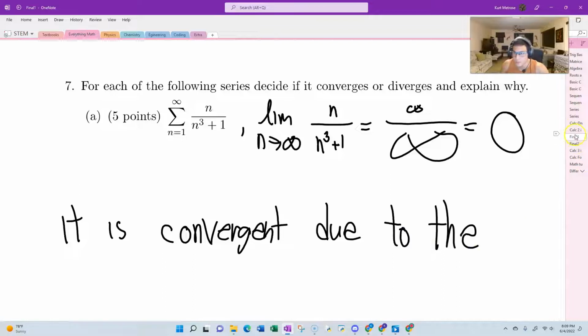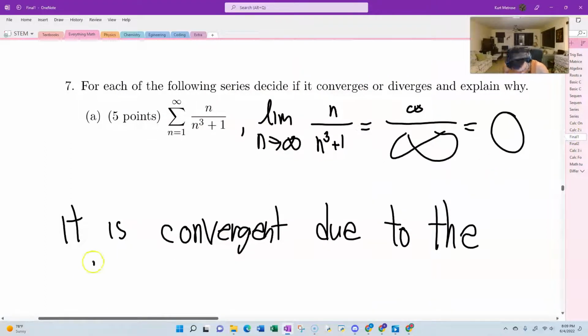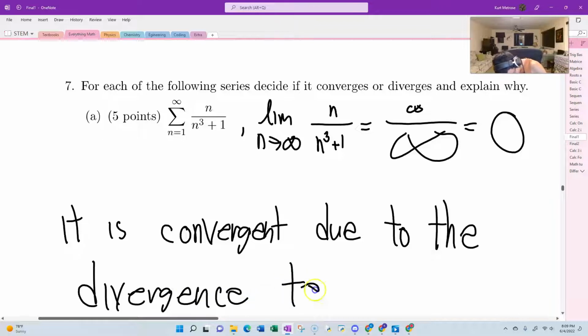And what test was that called? I think it was called... Okay, it's actually called the divergence test. That's what we actually call it. Due to the divergence test. Okay. So there we go.